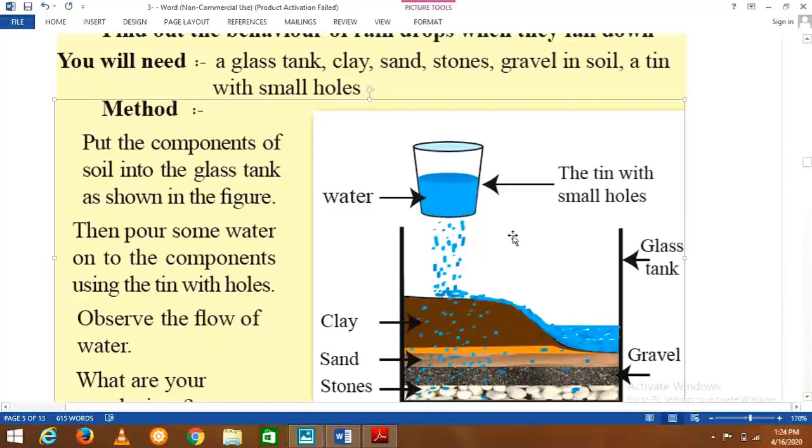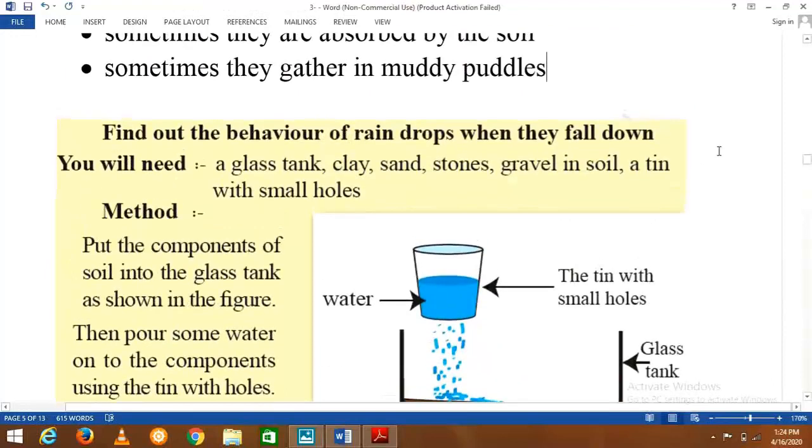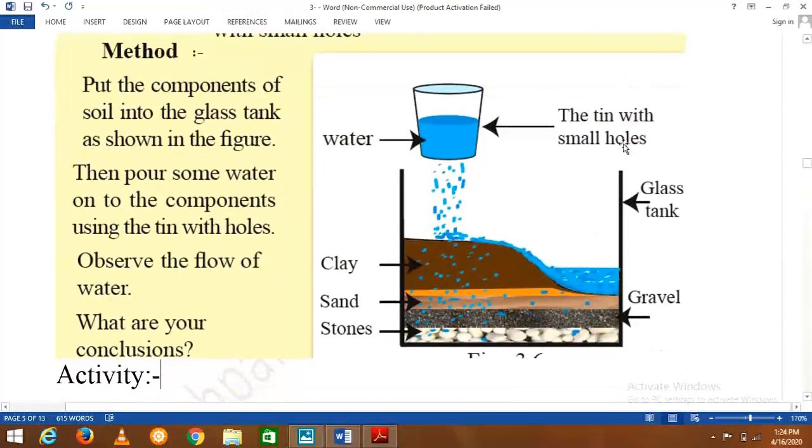So what you have to do is put the components of the soil into the glass tank as shown here. After that, you have to fill the tin with water and pour that water onto the components that you have prepared in the glass tank. So it is something like rain falling on the ground.